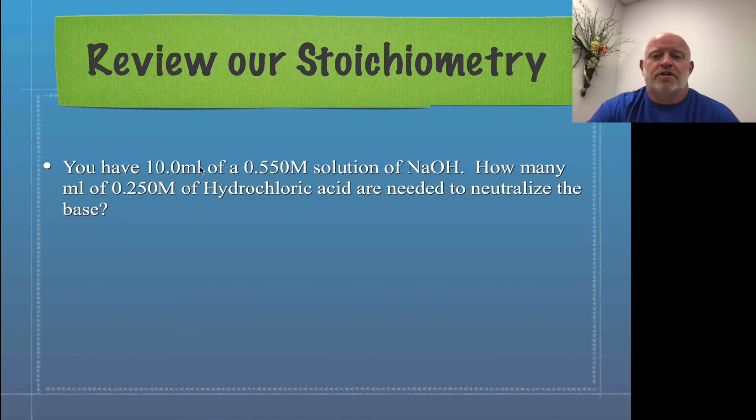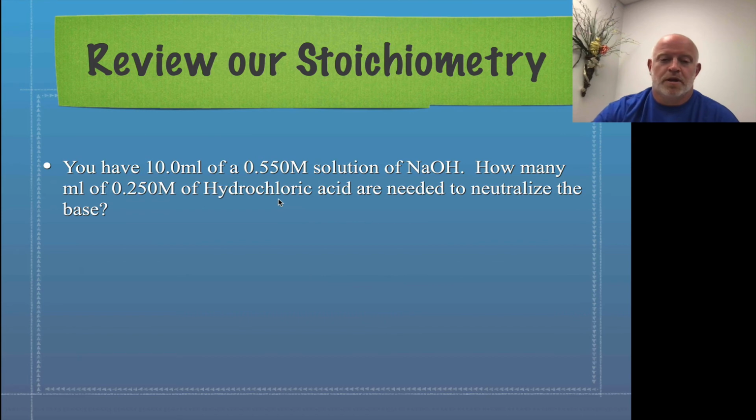We have 10 milliliters of 0.55 molar solution sodium hydroxide. Remember, this is molar, is moles per liter. How many milliliters of 0.25 molar hydrochloric acid are needed to neutralize the base? All right. So what I'd like you to do, pause the video here, work through the stoichiometry, trying to solve for the milliliters of hydrochloric acid. You will need a balanced chemical equation to do that. And then when you're ready, move on and we'll show you the answer.